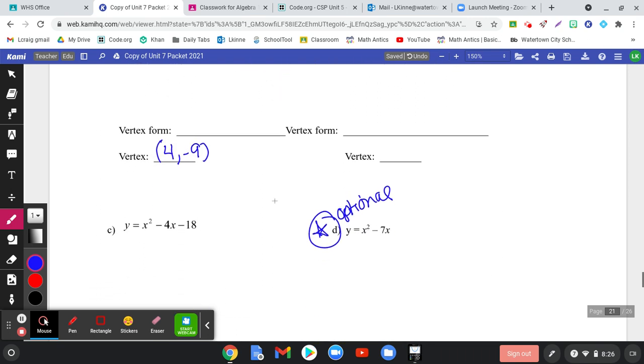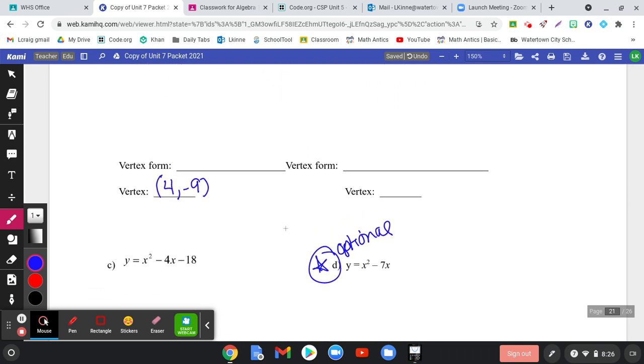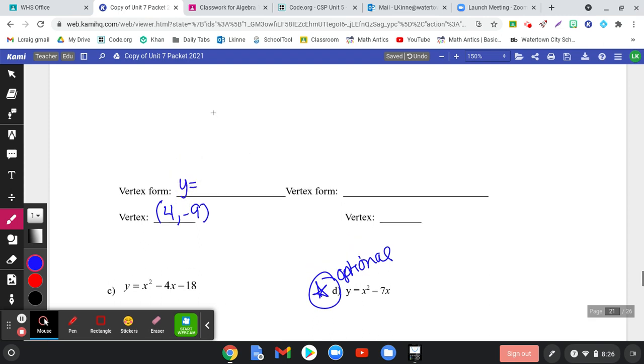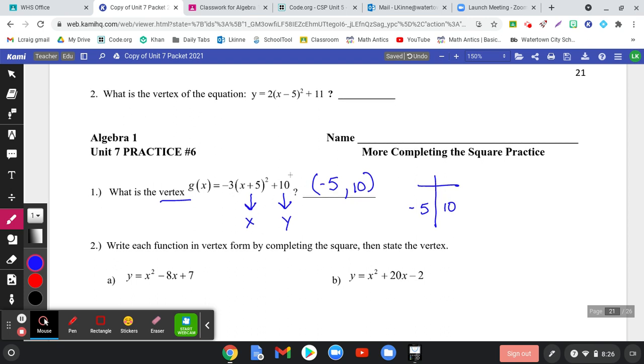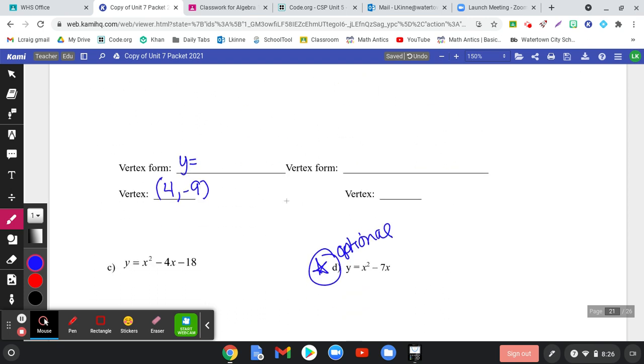So it's going to be y equals, and when you're writing these, you're not dealing with a number out front like we have here. It's just going to be your standard vertex form. So the x value, which is 4, is going to go in parentheses. We just change it to a -4, x minus 4 squared, and then the -9 is your y value that goes out there. That's what you're working toward.